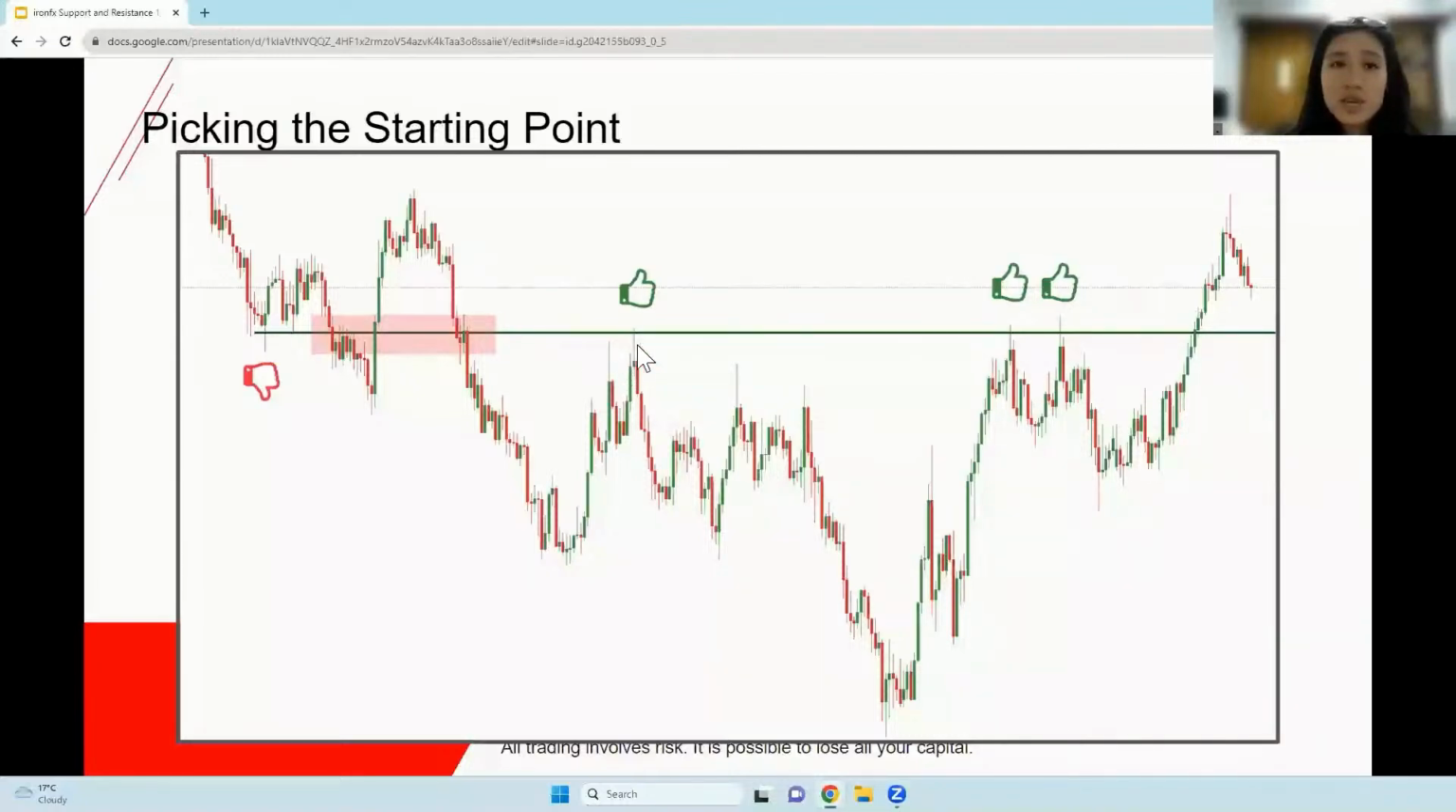So something like this would have multiple swing highs. We can just stop the support, or in this case, resistance, at this green thumb here. It would already be considered a pretty significant level because we have three swing highs that line up nicely at the same level, which is important because you can see that price has tested this level many times before.